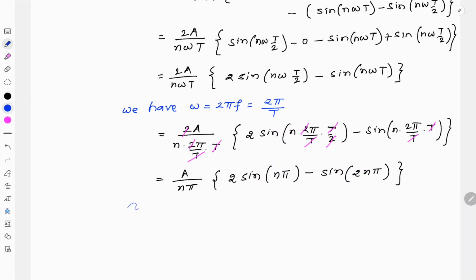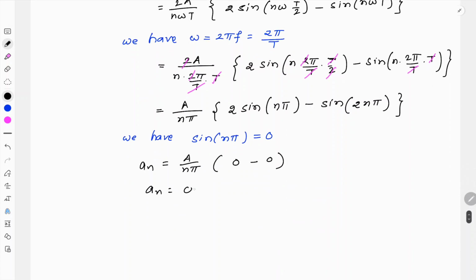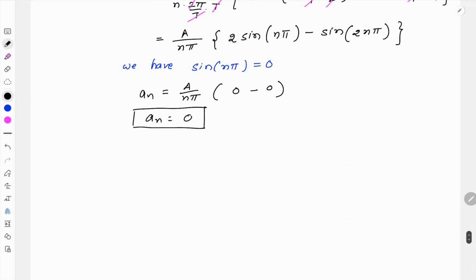Okay. So now we have the angles of sine as n pi. We know that we have one more standard result, that sin of n pi is always 0. Therefore the coefficient an will be equal to A upon n pi times 2 sin of n pi. Sin of n pi is 0, so this first term becomes 0, and sin of 2n pi is also 0, so it becomes 0. So the an coefficient is equal to 0. We have obtained the second coefficient an, which is equal to 0.